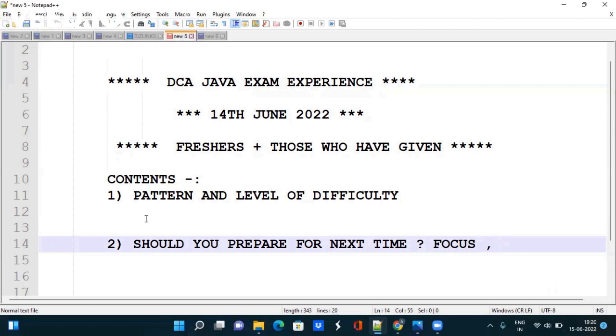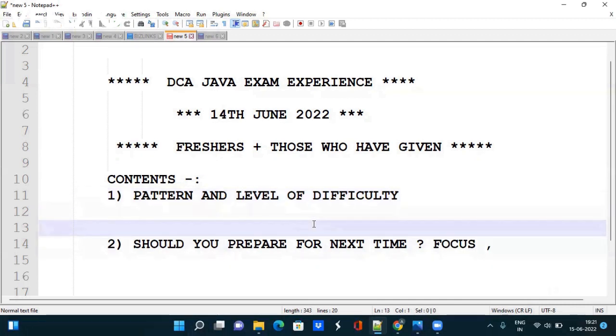And for freshers, we will discuss the pattern and the level of difficulty so that they can prepare accordingly. I will try to compile all the MCQs in one place, and also provide the solution for the code that they asked, in the upcoming weekends. Okay, so guys, let's start the video.